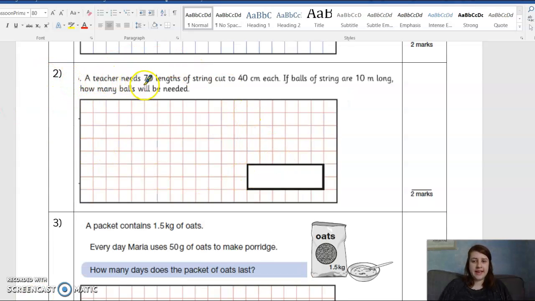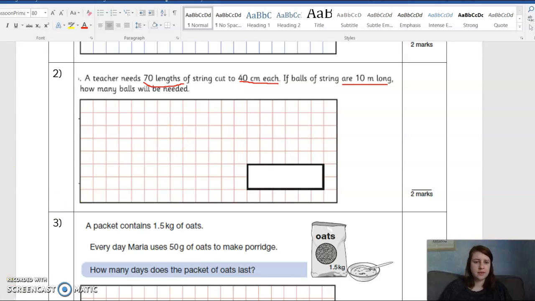So a teacher needs 70 lengths of string that are cut to 40 centimetres each. If balls of string are 10 metres long, how many balls will be needed? Okay, so we're working with 70 lots of 40 centimetres, but we're cutting those out of 10 metres. So first of all, I'm going to convert this 10 metres into centimetres, so I'm working in the same unit. So I need to work out how many centimetres are in 1 metre, how many 40 centimetres would be in 10 metres.